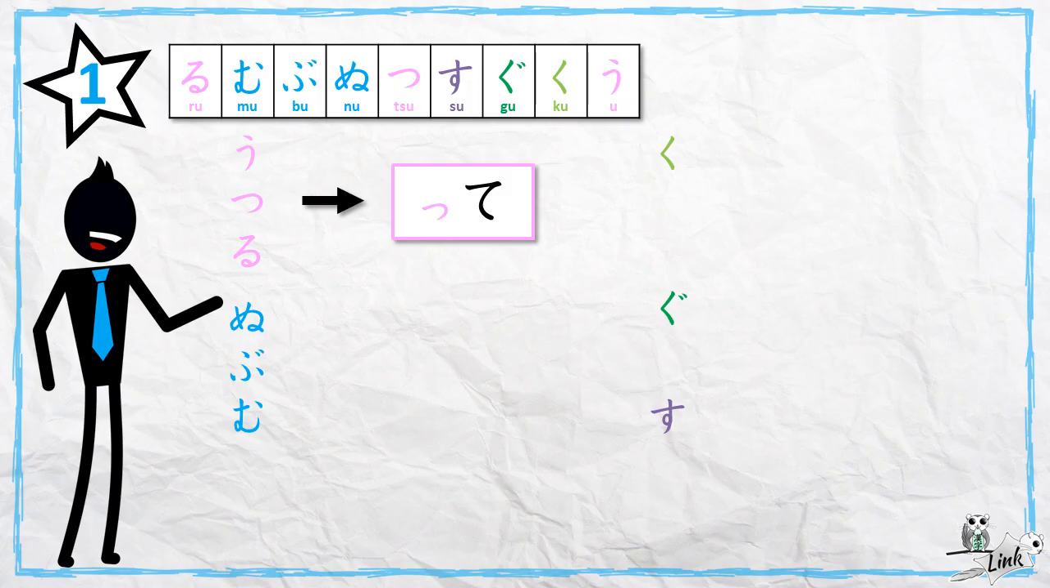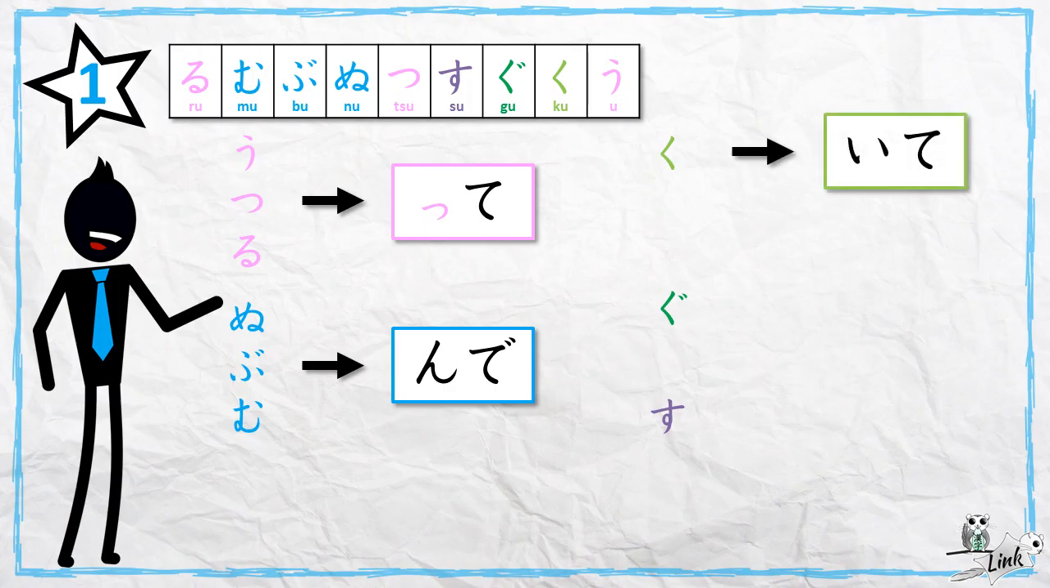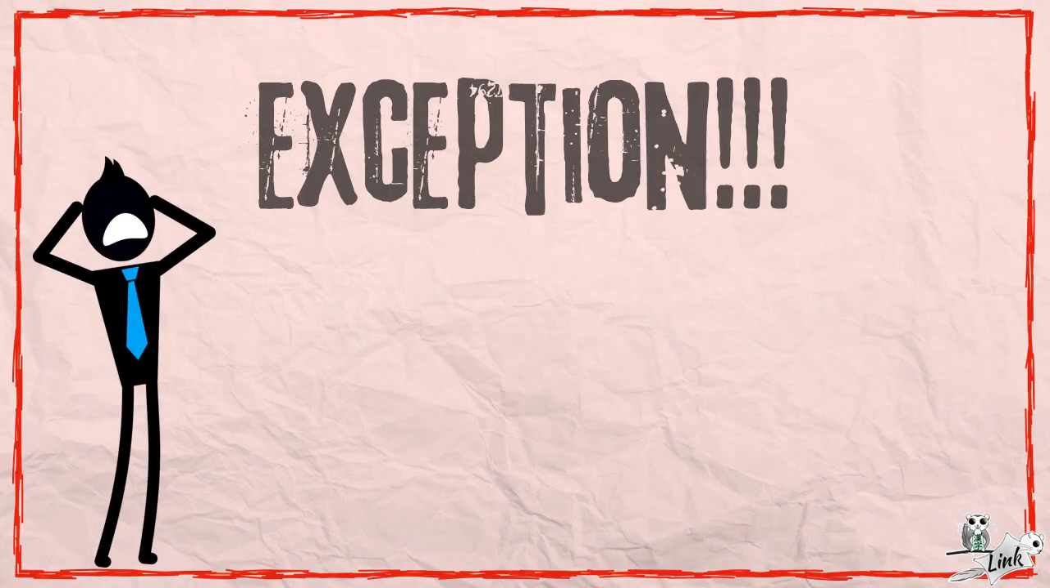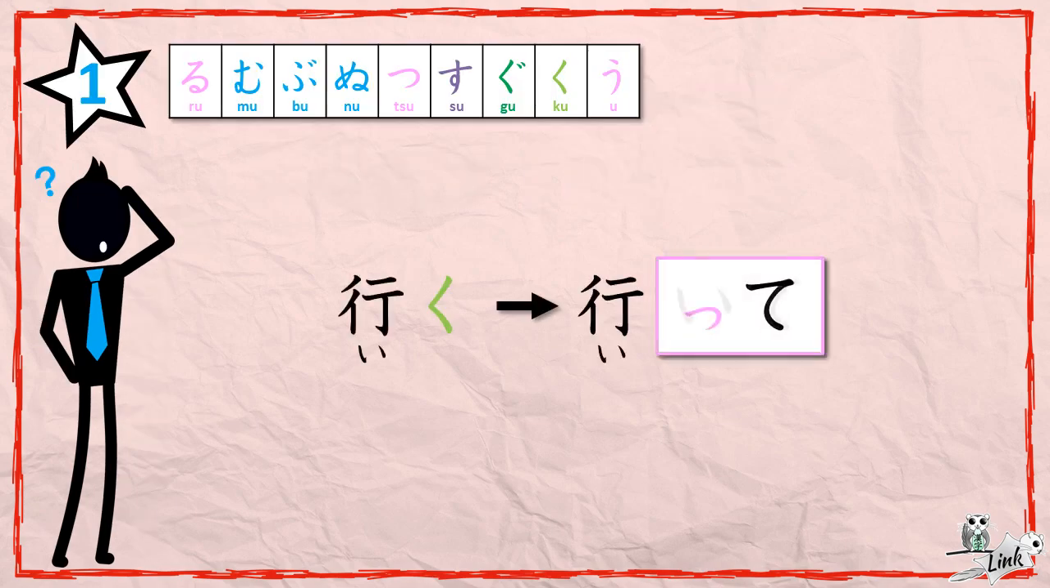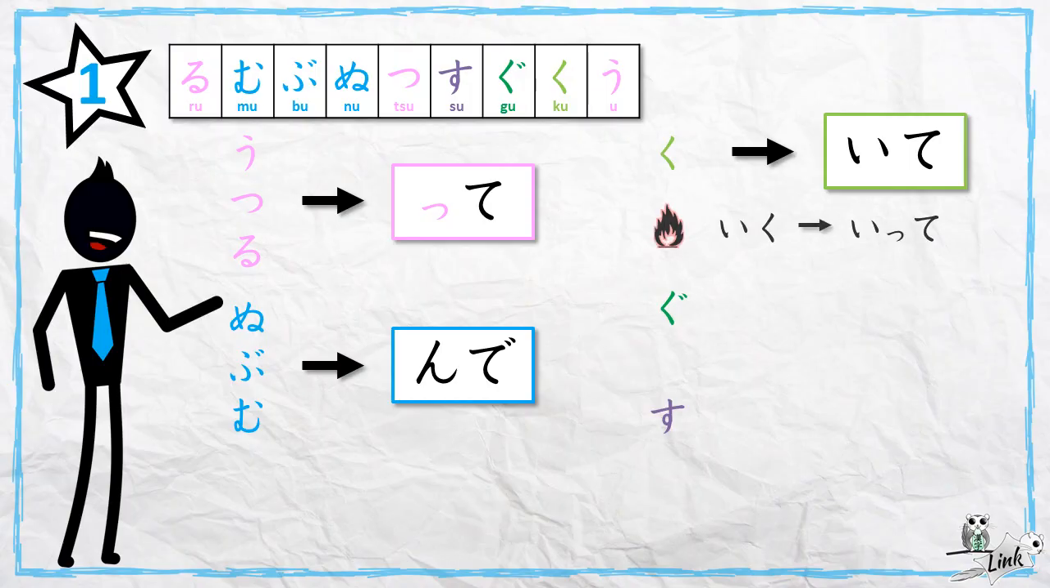For the verbs that end with nu, bu, mu, you take out the ending and put nde instead. For all the verbs that end with ku, you replace ku with ite. All the verbs? Wait, actually, there is an exception. The verb iku, to go, doesn't become iite. It turns into ite with a small tsu, just like the first subgroup. So let's add this little exception here and move on to the fourth subgroup, the verbs that end with gu.